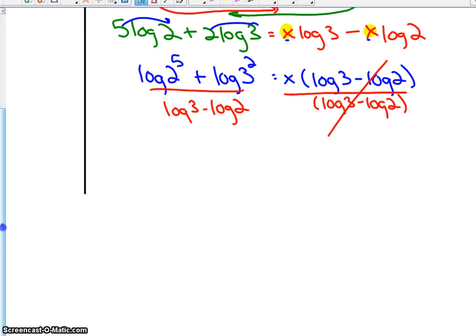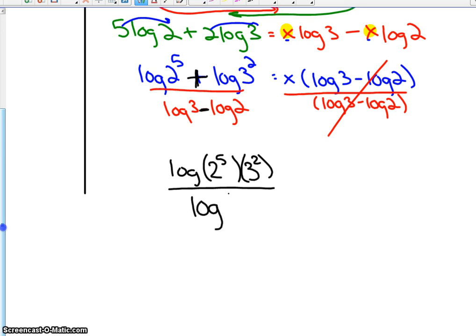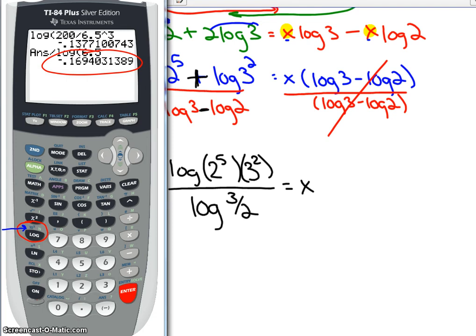If I condense my numerator a little more, remember, addition becomes multiplication and subtraction becomes division. But again, notice what I've gotten to. I've gotten to a logarithm divided by another logarithm, which I think makes it a lot easier to type into my calculator.